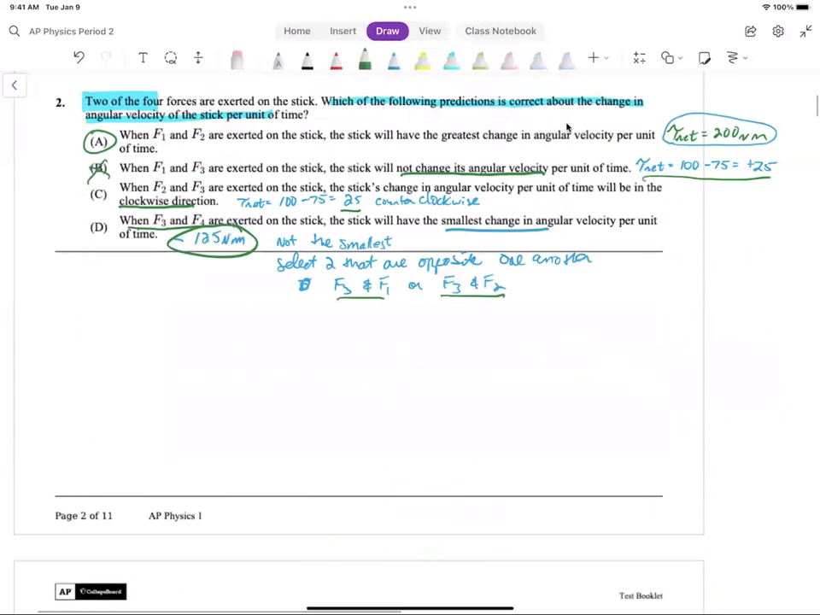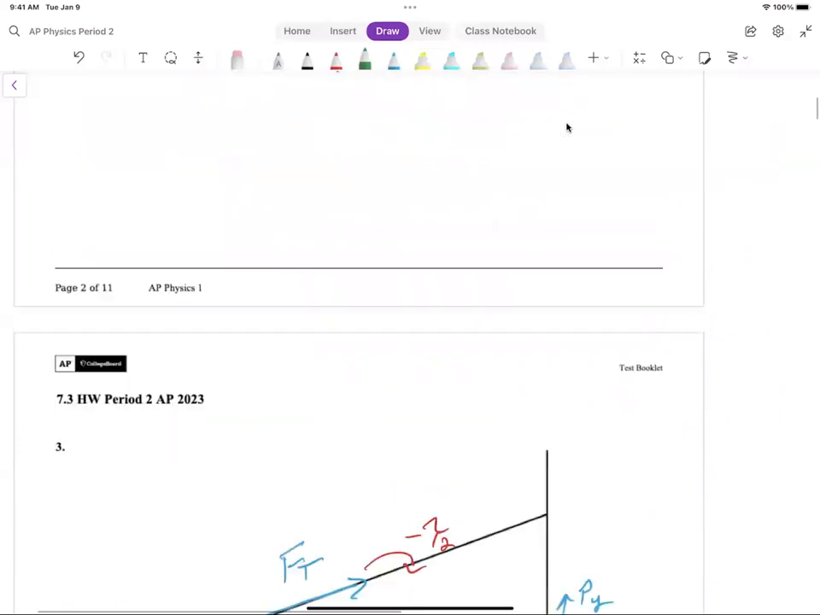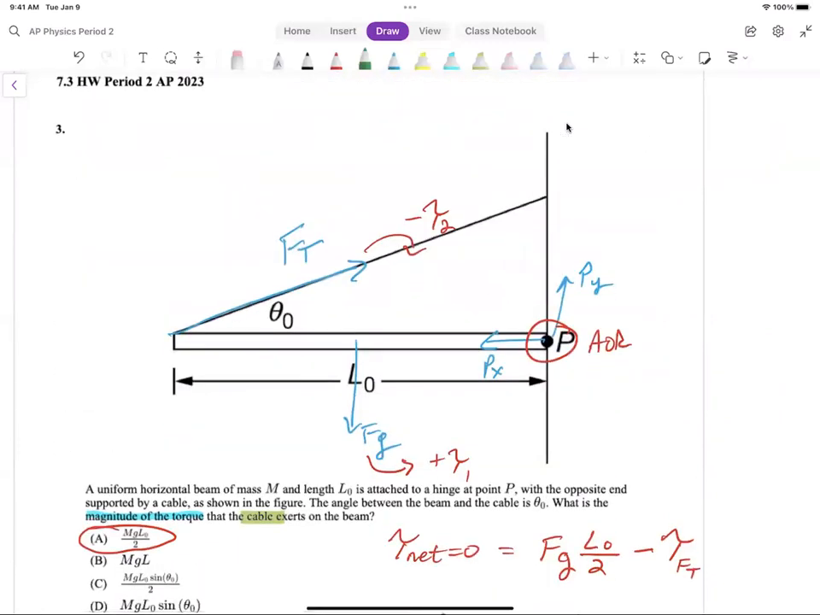So again, C can't be true, D can't be true. So A is true. All right.